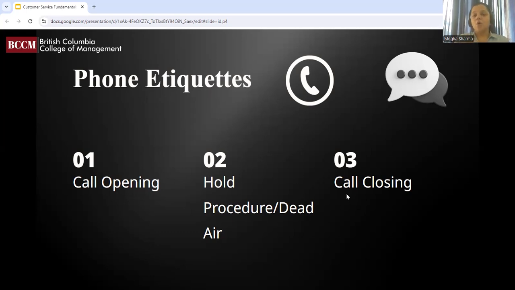Next comes hold procedure or dead air. Trust me, guys, this is very frustrating when you don't speak for 10 seconds. That is called dead air. You don't speak for a few seconds, and you're not supposed to do that. It really frustrates the customer. So, don't practice the dead air thing. Then there is a hold procedure.